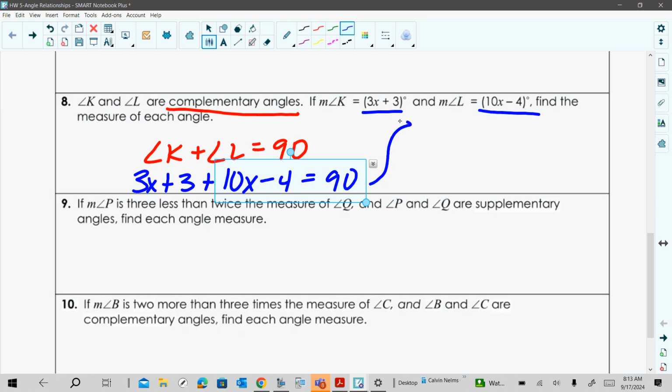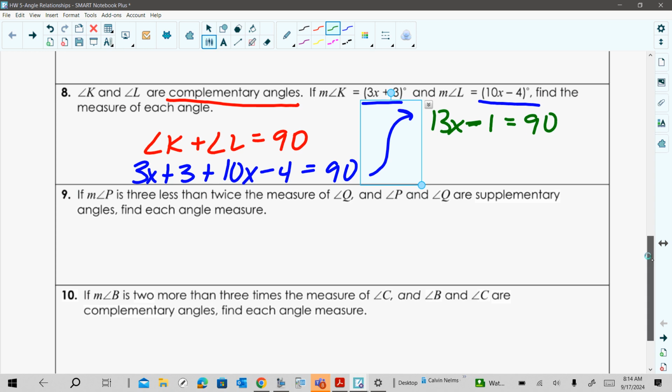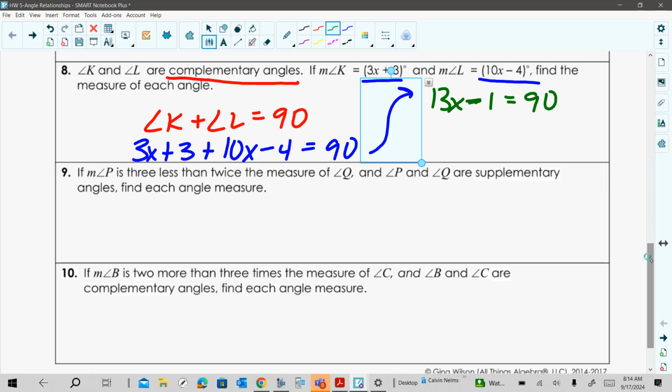What I'm noticing, because I'm going to give back some papers to you, we're making algebra errors that are preventing us from getting full credit. We should be combining like terms here. This is a total of 13x minus 1 equals 90. So make sure we're not making algebra errors. This so far has been the most asked question, 9 and 10. So let me help you set these up.